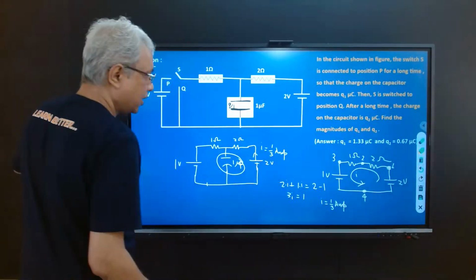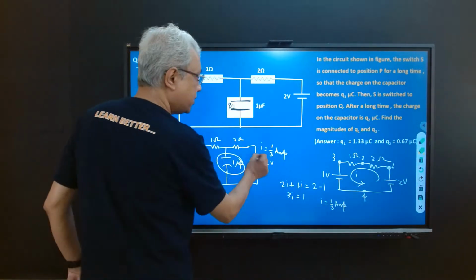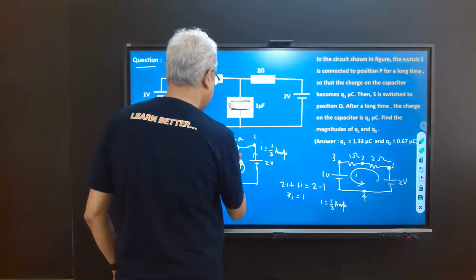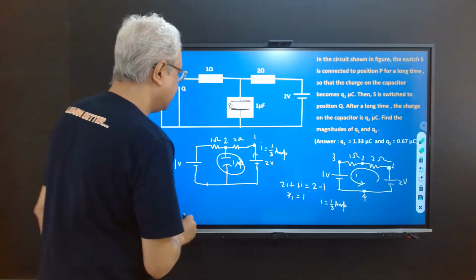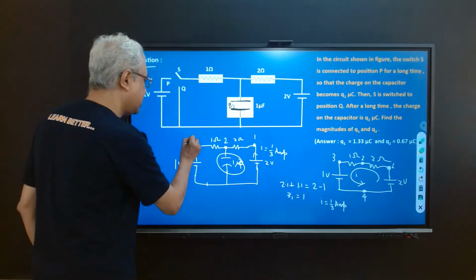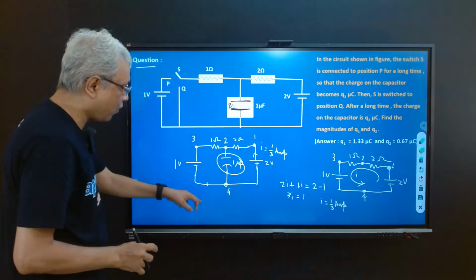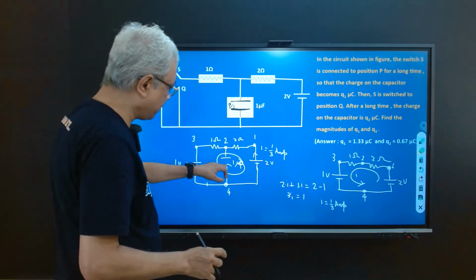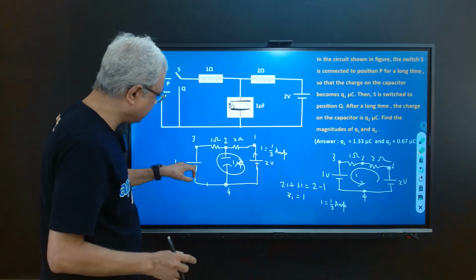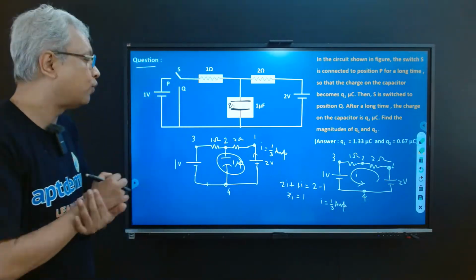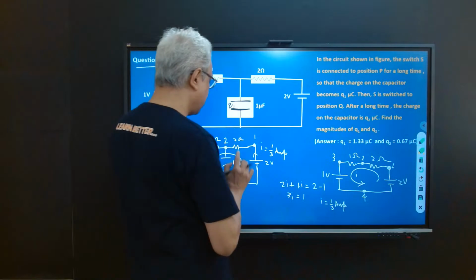Now what happens? I have taken this point as point 1, this point as point 2, this point as point 3, and this point as point 4. And point 4 is a common point of the capacitors and the negative pole of this battery. These are all common points, they are all short circuited, you can say.